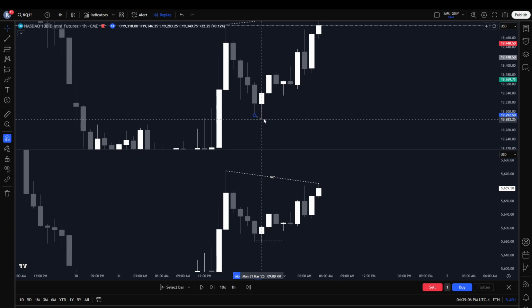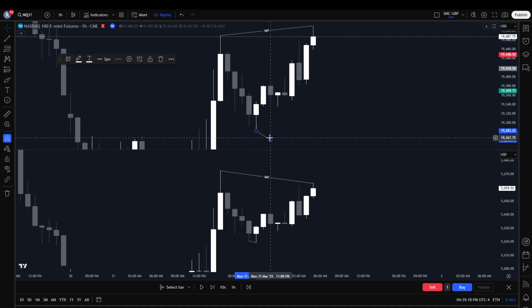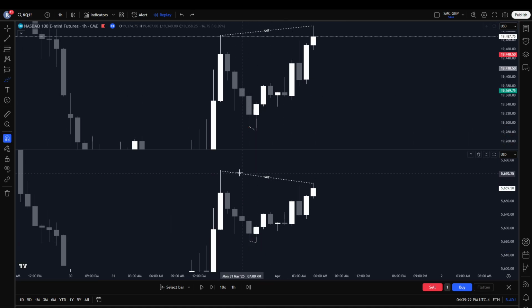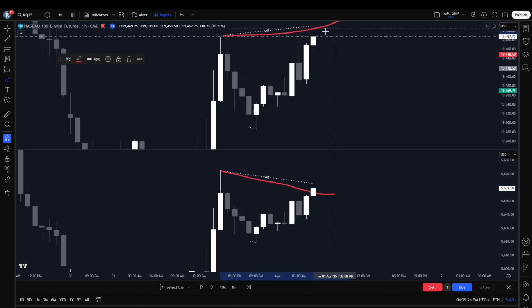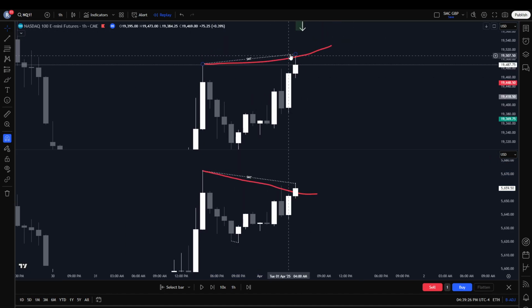Well, here, if we connect wick to wick, that's not a divergence, right? Because they both make lower lows. So there's no SMT here, right? And as you can see, they both point lower. There's no divergence as compared to this one. This one's going lower, this one's going higher, right? This one puts in a higher high, this one puts in a lower high. That's your SMT.